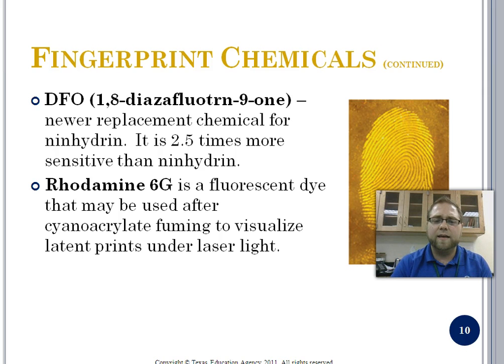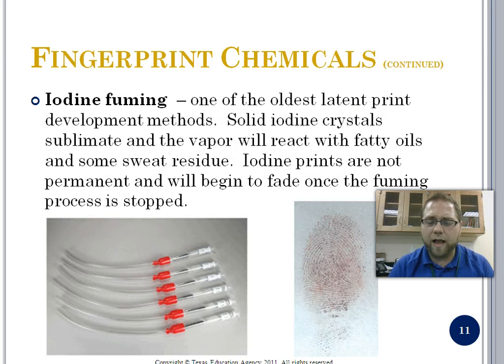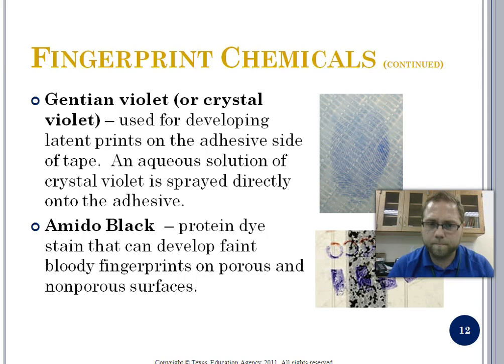It's a fluorescent dye, and so this is something that you would use after you use the superglue that allows you to see the prints. Iodine fuming, they've been doing this for a long time. You use fumes off of solid iodine, and it causes the prints to develop, but it tends to fade once those prints are gone. So you have to generally take pictures of something very quickly to get the print.